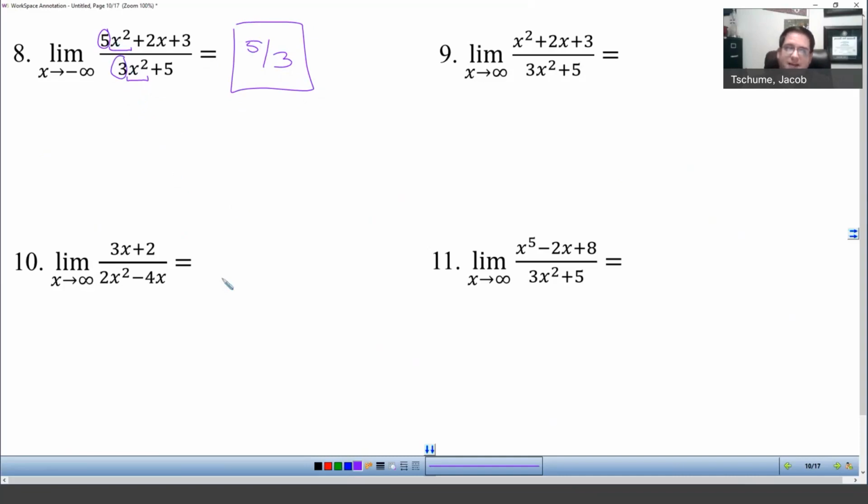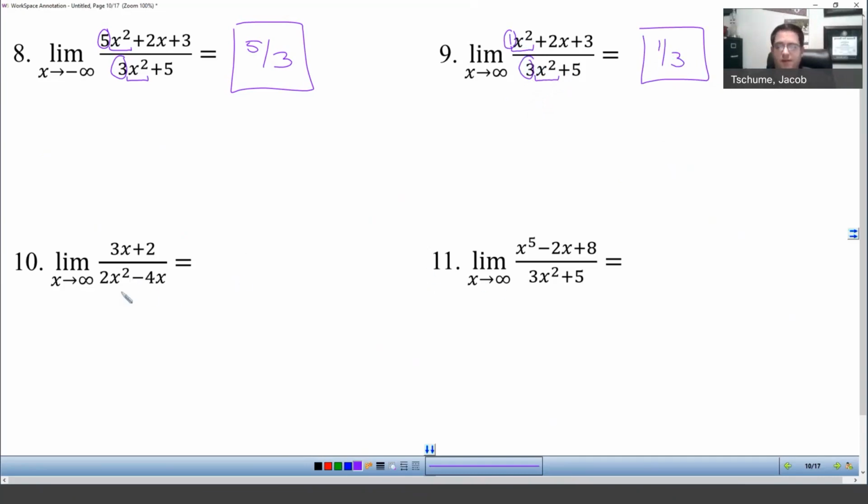Number 9 is exactly the same way. If you do the limit as x approaches infinity of x squared plus 2x plus 3 over 3x squared plus 5, find the highest power on top and bottom. So in that case, there's once again an x squared on the top and the bottom. If you use the numbers in front, now there is not a number in front on top, so that's understood to be a 1, and there's a 3 on the bottom, your final answer is 1/3.